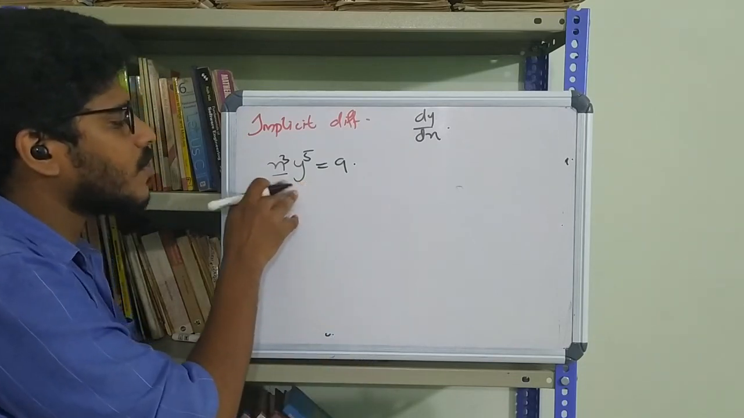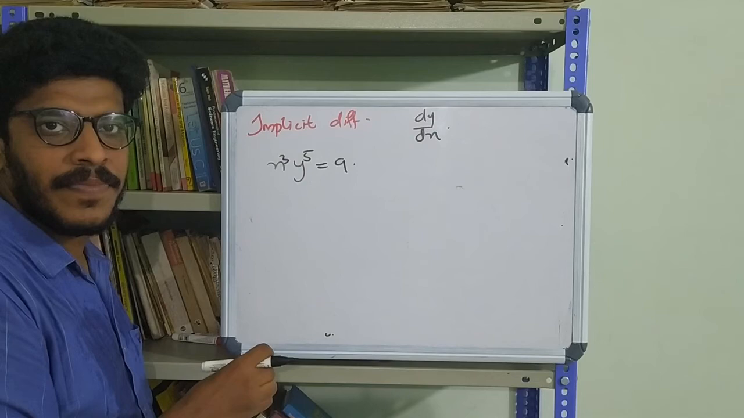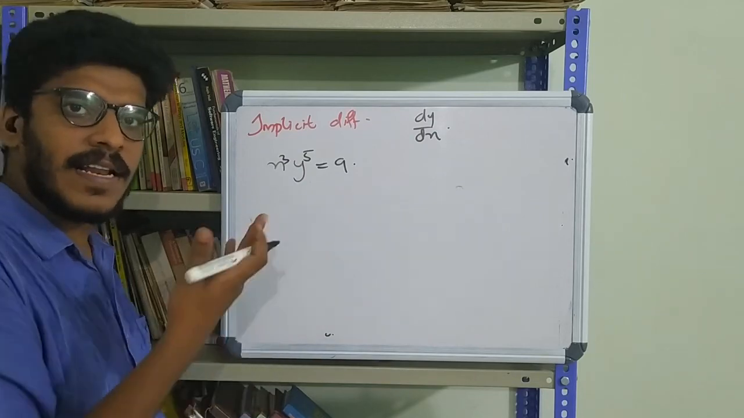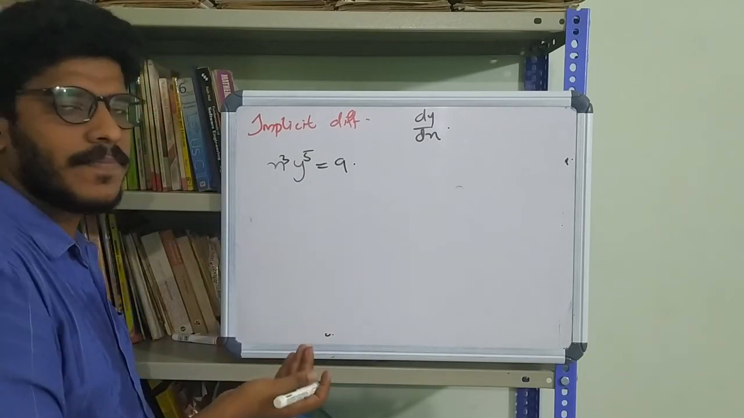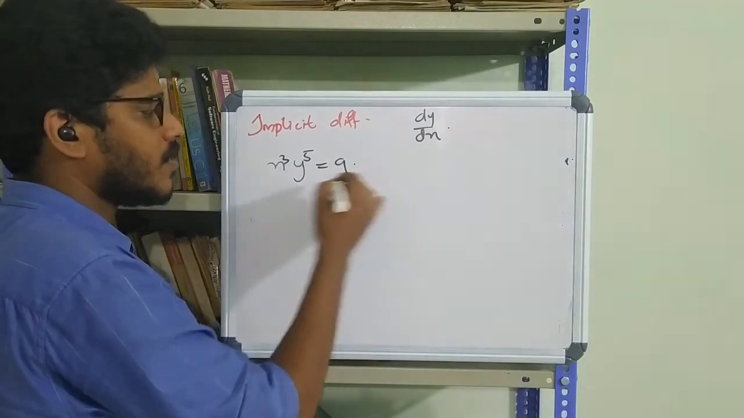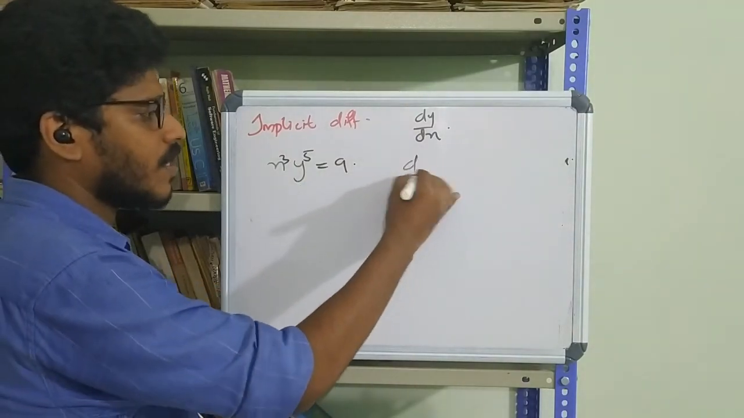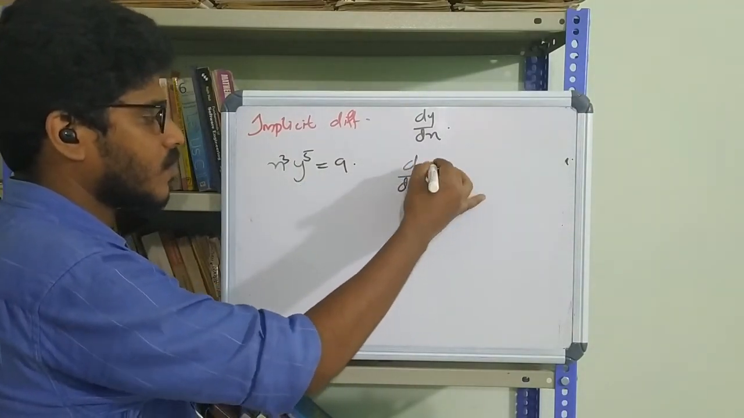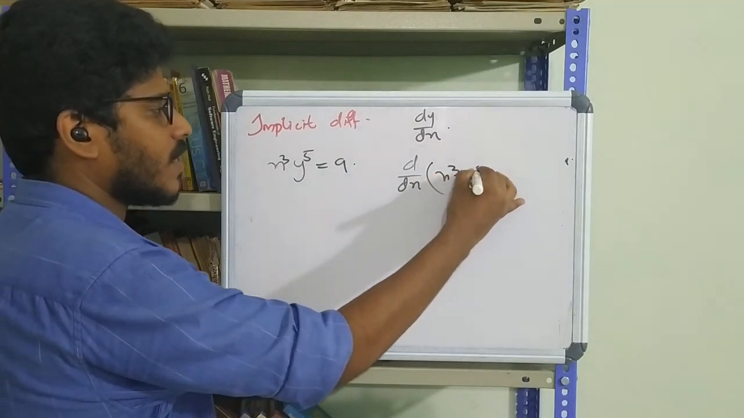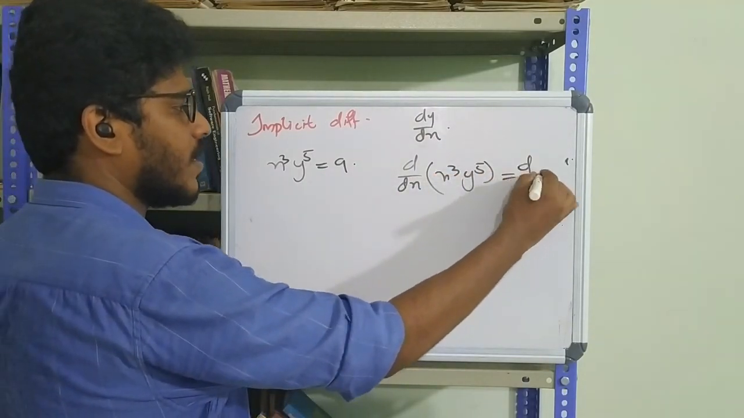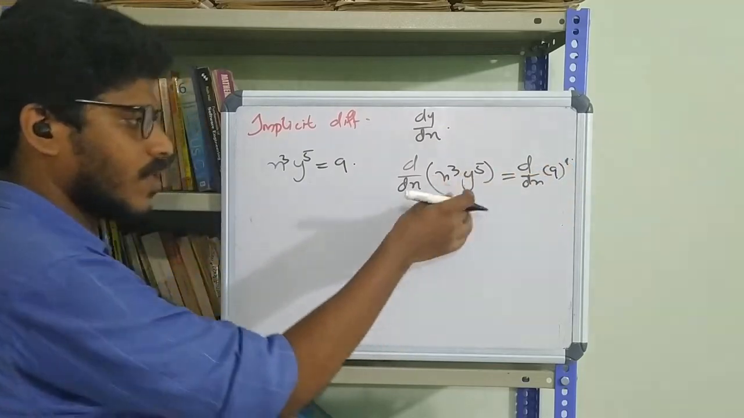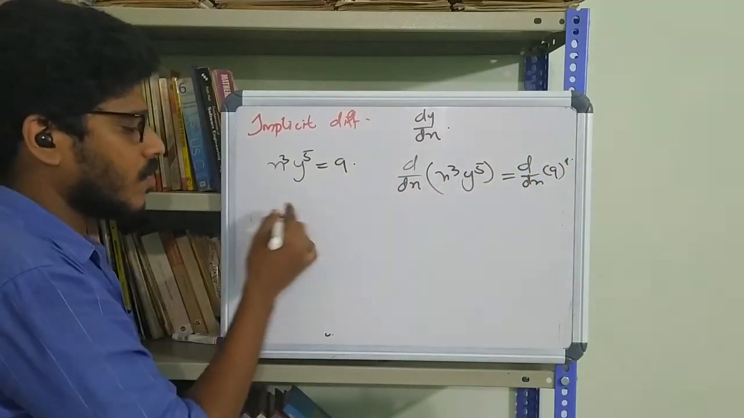So we have the product of two functions of x here. To find the derivative, we'll have to perform the product rule. So step 1 is to differentiate throughout: d/dx of x cube y raised to 5 equals d/dx of 9. Let's make use of the product rule here.